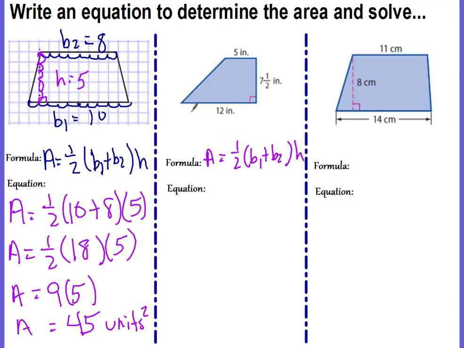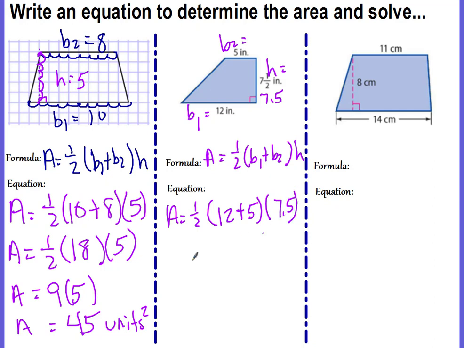All right, here's my base 1. The 5 is my base 2. This is my height. And we have a fraction. I know how you guys do not like fractions. 7.5, you can easily convert that to a decimal, 7.5. Let's plug in our values. Area equals 1/2. My bases are going to be 12 plus 5 times the height, which is 7.5.